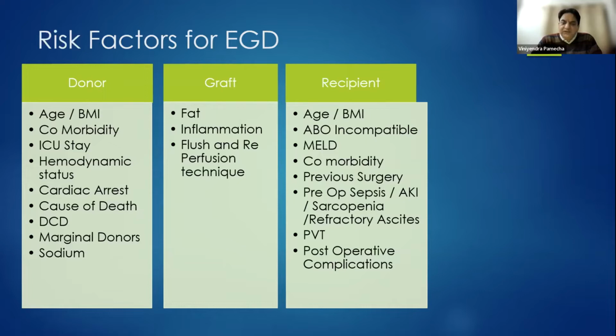Then a previous surgery, previous sepsis, which was being discussed in the previous session, that how sepsis actually can alter the course of events in a particular patient, previous episodes of AKI, sarcopenia, very common in Indian patients actually, because most of them decide late. Again, refractory ascites is very much common in Indian patients. We need to keep an eye on all those things.